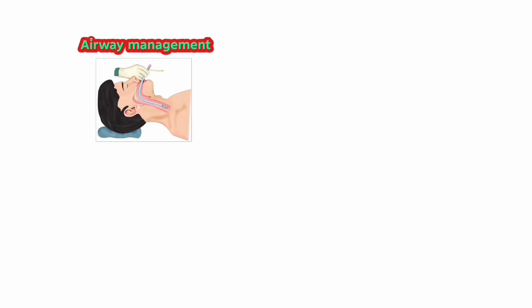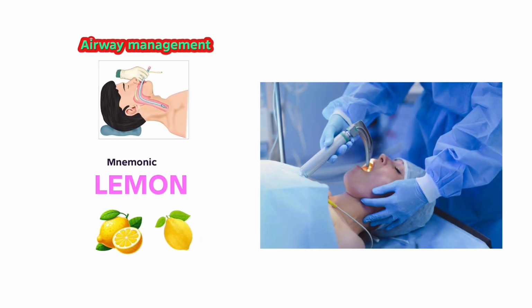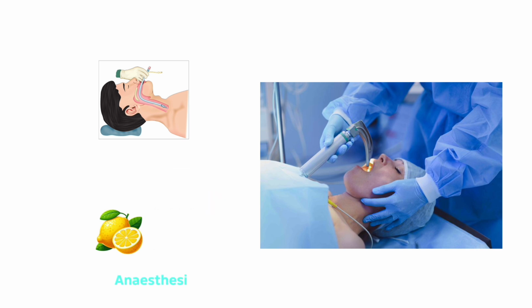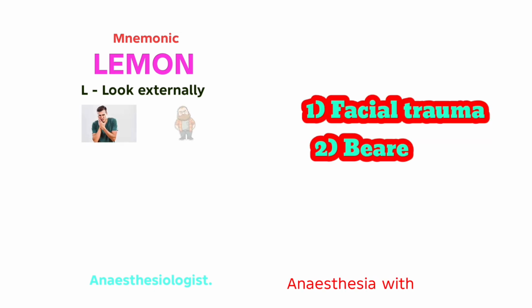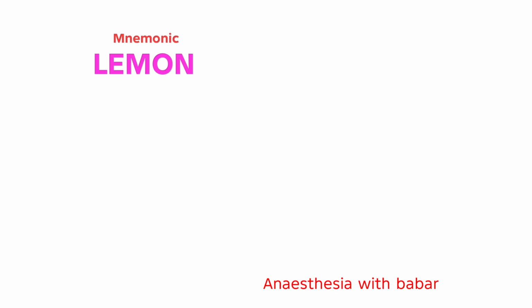Want to predict a difficult airway in a patient requiring tracheal intubation? Use the mnemonic LEMON. L stands for look externally: facial trauma, beard, obesity, small jaw, anything that screams difficult airway. Second word, E stands for evaluate, the 3-3-2 rule.